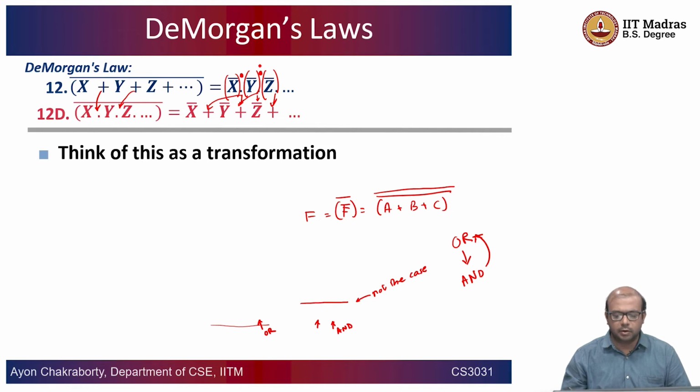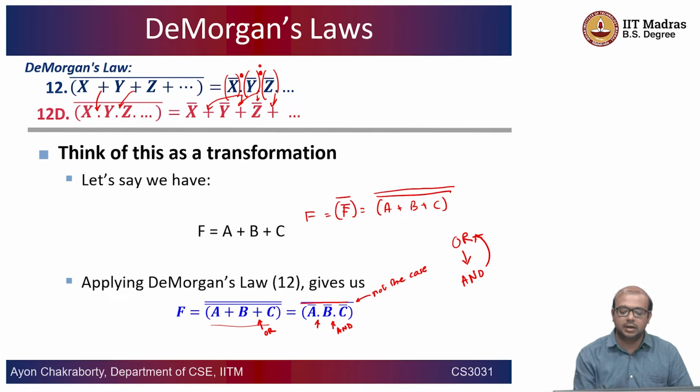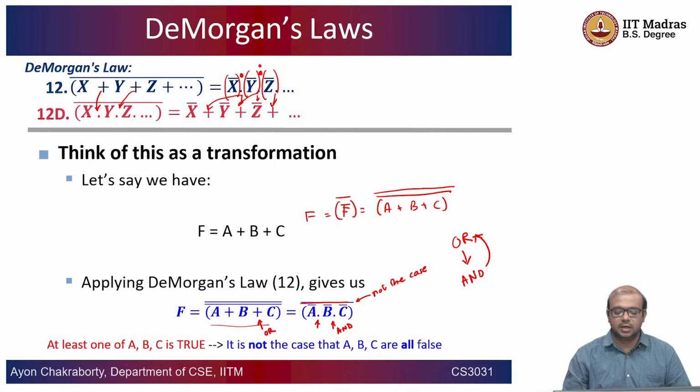So I also gave you a physical interpretation, or more of a logical, verbal interpretation, not involving the math. If you have the expression f is equal to a plus b plus c, and you apply De Morgan's law, this becomes a bar dot b bar dot c bar. And if you think of arguing using simple common sense or logic, this expression could be said something like this.